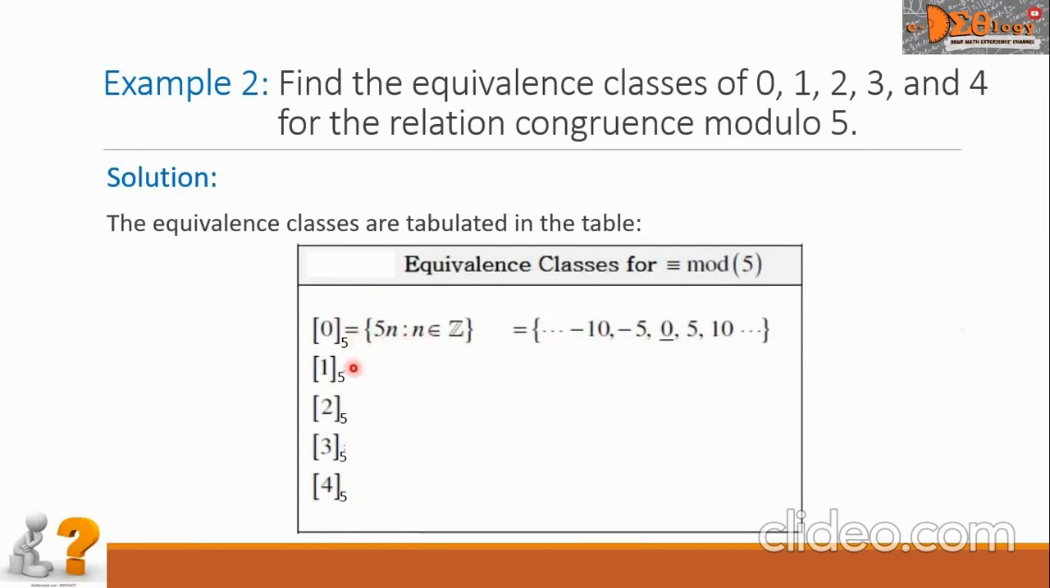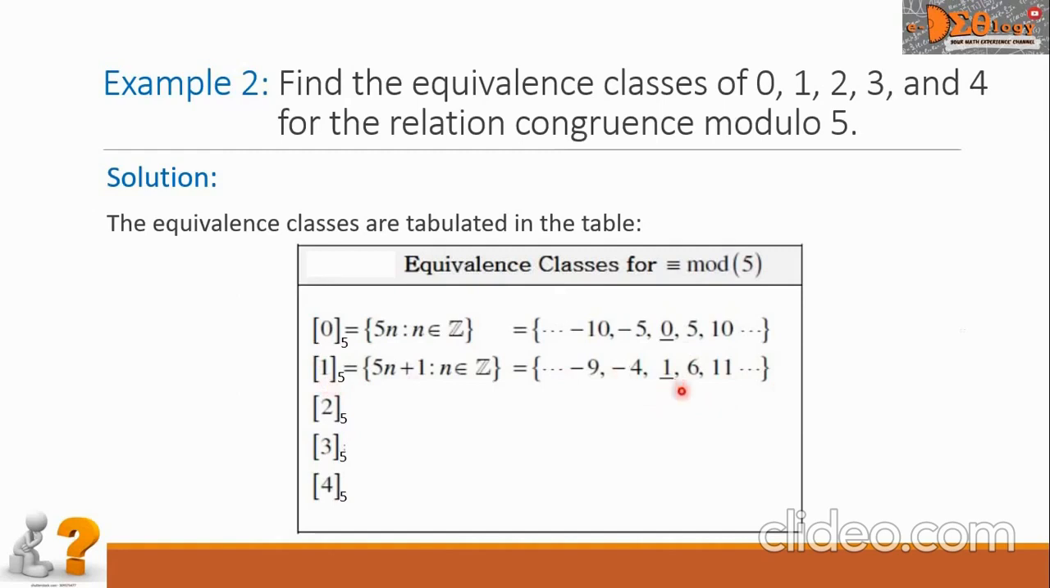Let's go now to the equivalence class of 1. This is equal to 5n plus 1, such that n is an element of Z. So the elements of the equivalence class of 1 will be here, starting with that number 1 itself. On the right side of 1, 1 plus 5 becomes 6. 6 plus 5 is 11, and so on.